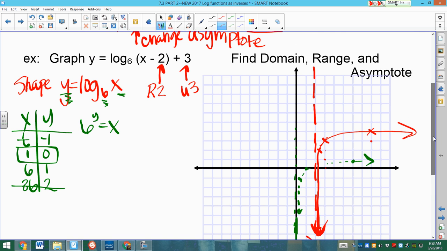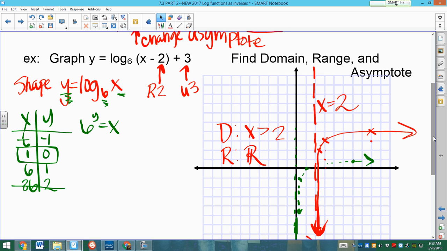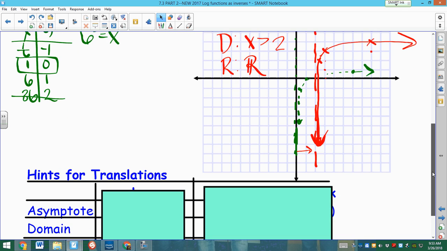The asymptote then must be x equals 2. That graph went to the right 2 units. That's going to help me with domain and range as well. X's are to the right of 2, so greater than 2. And the range values, I think we're going to have all real numbers. And you might notice that those are flip-flopped from the domain and range of exponential functions. Go figure.